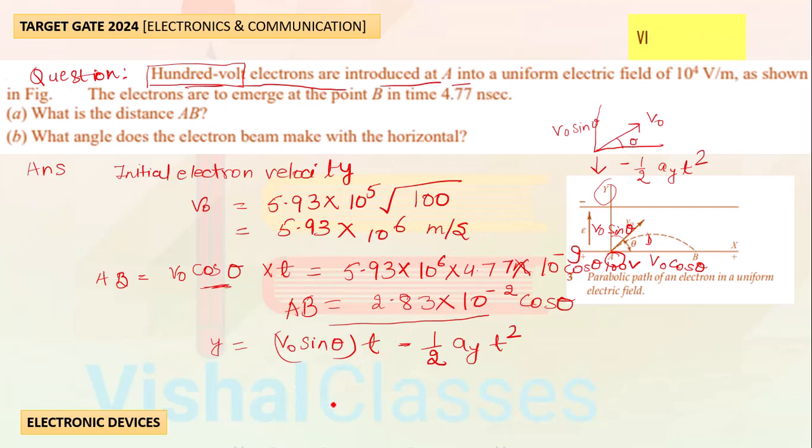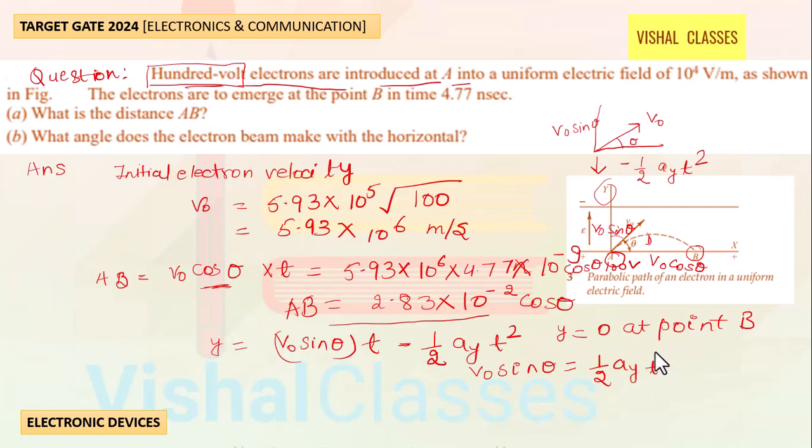And y is equal to 0 on the x-axis. Y is equal to 0 at point B, then V naught sin theta is equal to half A by T. V naught sin theta is equal to A by T, and this is A by T. And when we evaluate it, it comes as E by m into t.